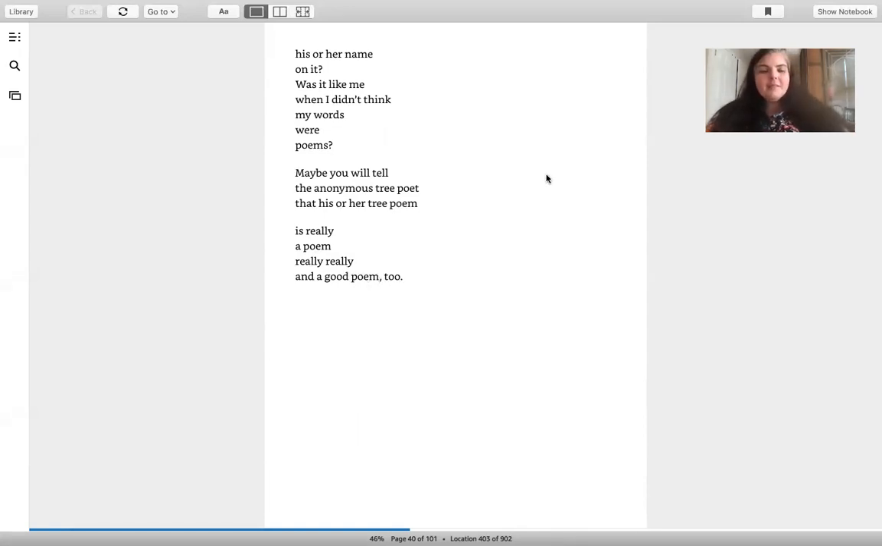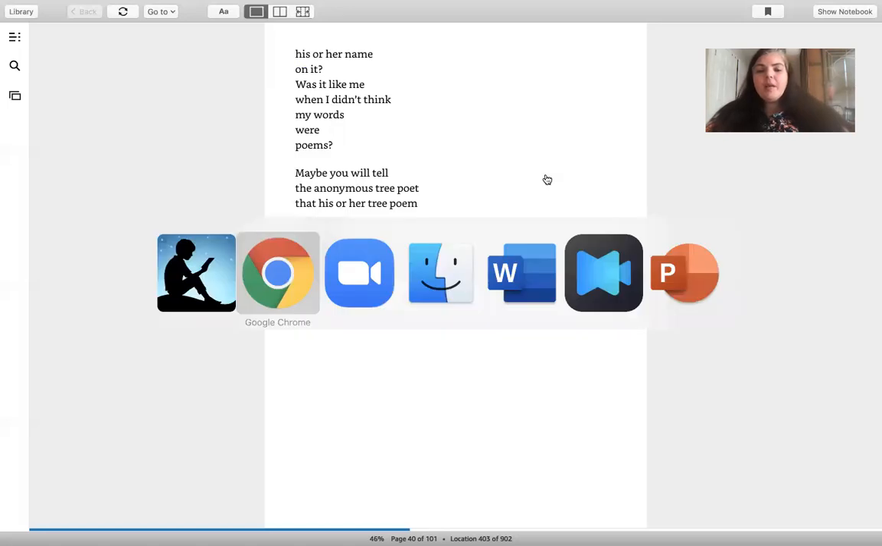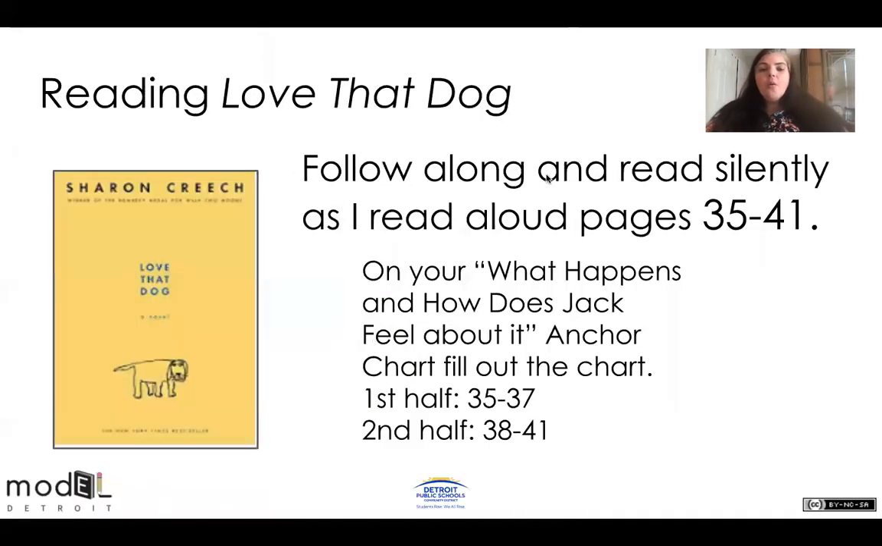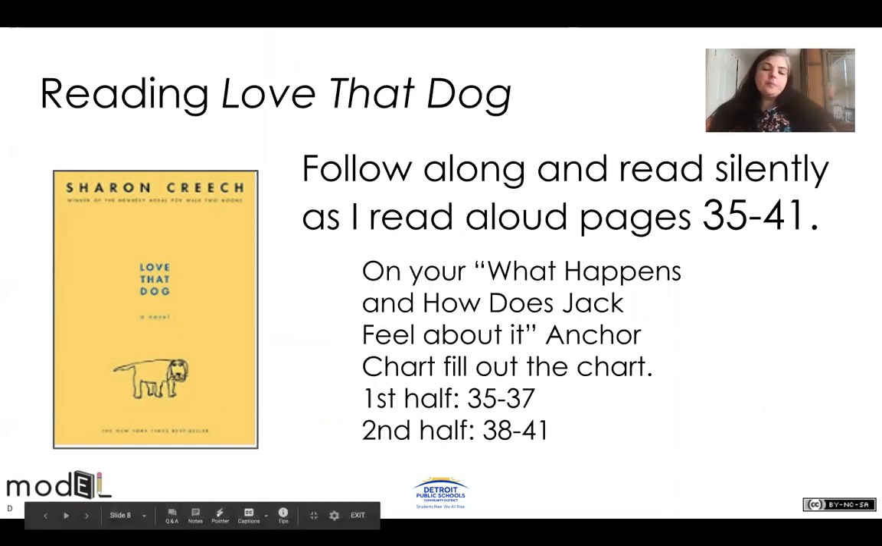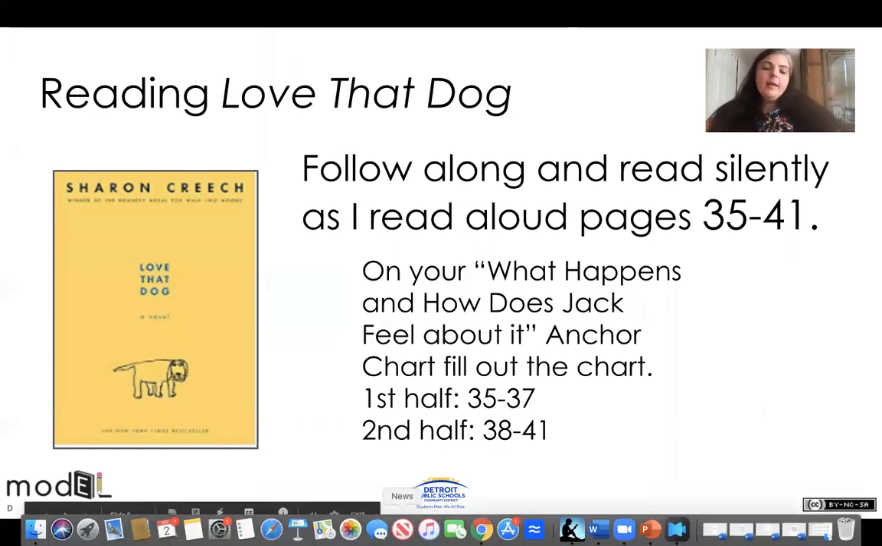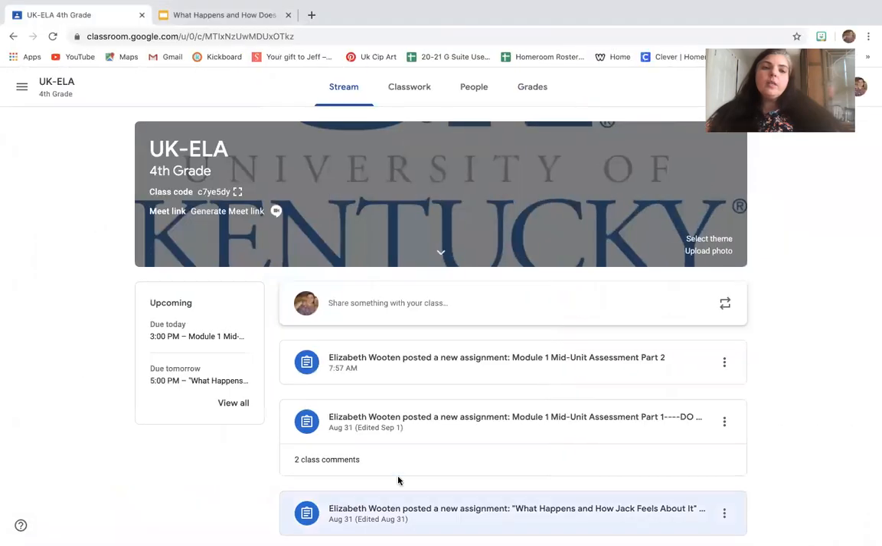All right. Now that we have read those pages, we are going to open up your anchor chart and fill out the first half, page 35 through 37. And we're going to do this together. So I want you to go ahead and we are going to look at how we get to that.